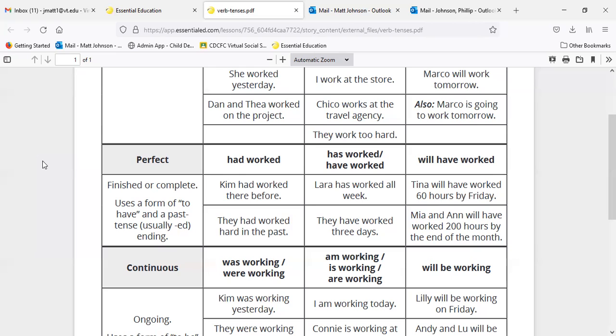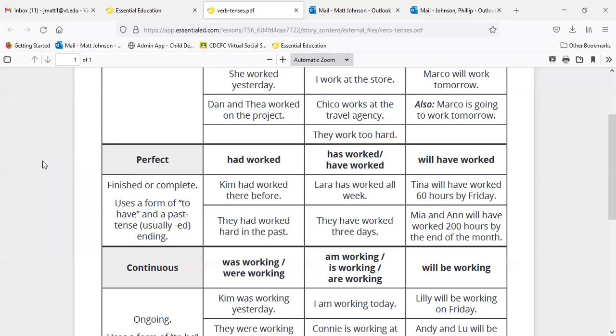She had worked there before, or they had worked hard in the past. That work has all been completed at a different time. Laura has worked all week. Okay, so that work is completed, but she worked all week. So she has worked, right?